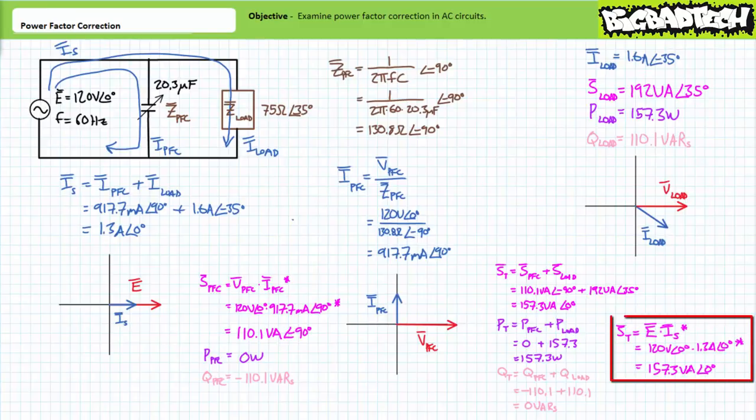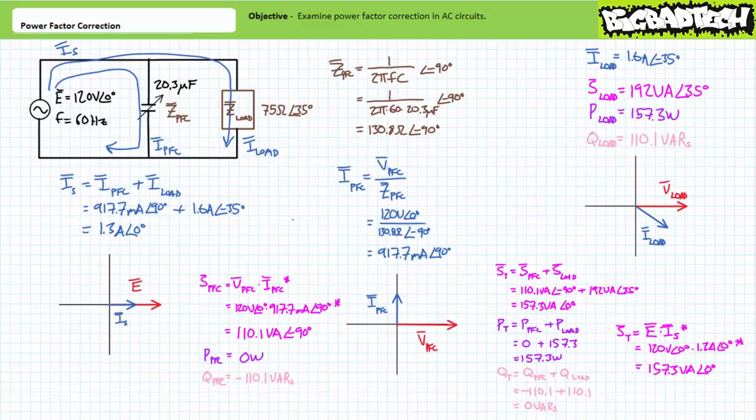As a means of checking our work, total apparent power is the complex conjugate of supply voltage times source current. Substituting in our given values, we again arrive at a total apparent power figure of 157.3 volt amperes at an angle of 0 degrees, meaning 157.3 watts of which is directed towards real power and 0 vars of which is directed towards reactive interchange. Is it really 0 vars?